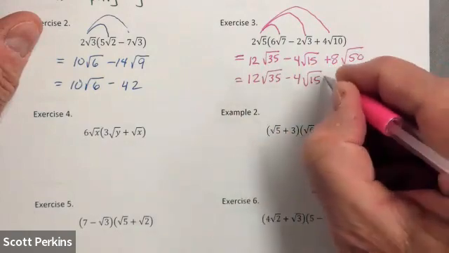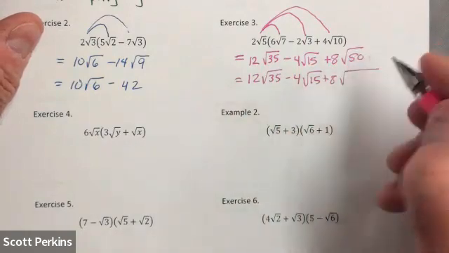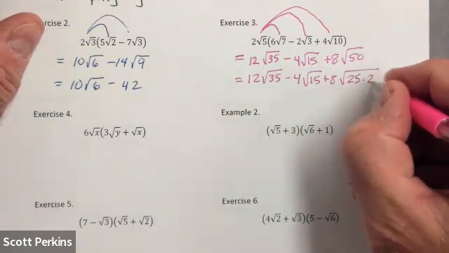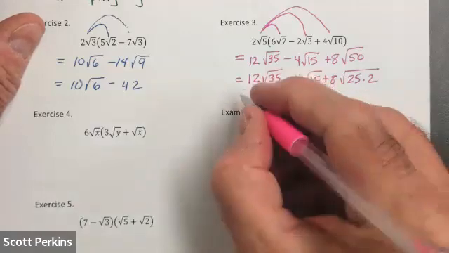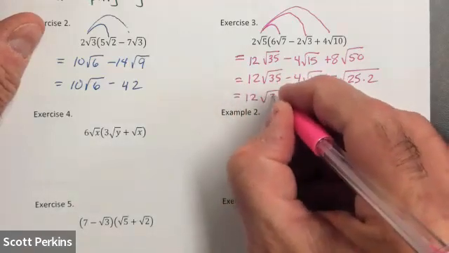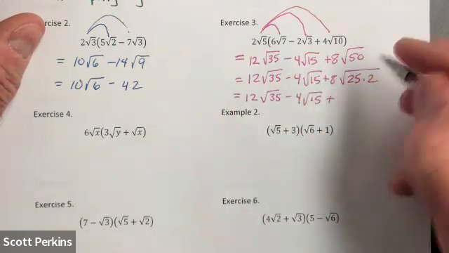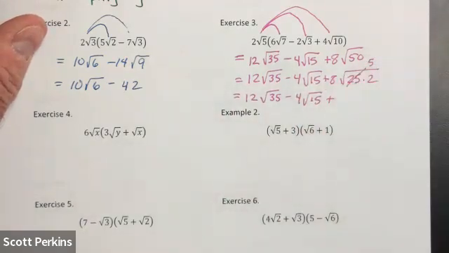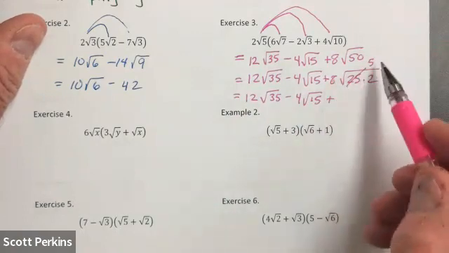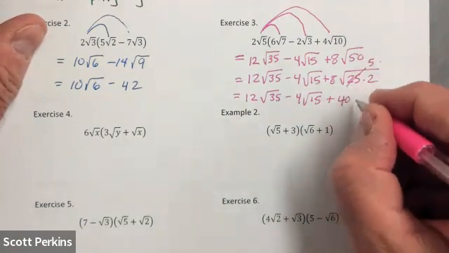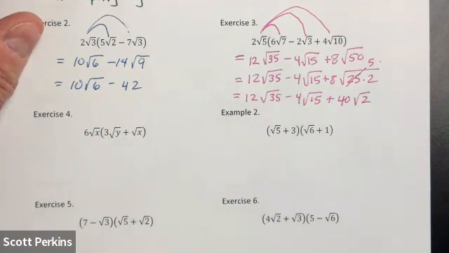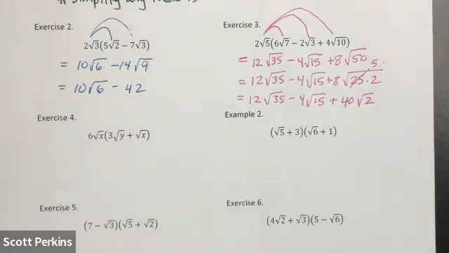35 and 15, those do not have perfect square factors, but 50 does. 50 is 25 times 2. And then let me rewrite this one more time. Square root of 25 is 5, and so that means I have 8 times 5 or 40 outside the radical, square root of 2. None of those are like terms, so I can't do anything else. We're done.